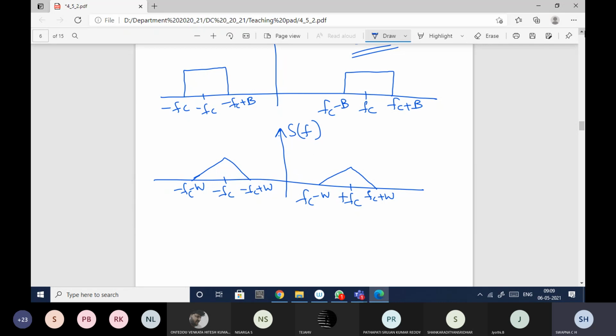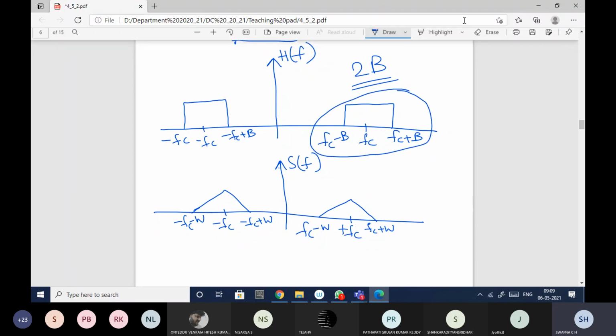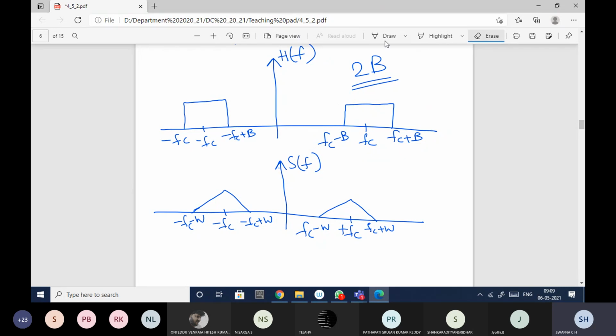So here, if you observe, H of f is a bandpass system, so it is again having the carrier frequency. Now my aim is that I should not have the carrier frequency. If I want to eliminate this carrier frequency, then what I need to do is shift it to the origin. How we are going to achieve that, we'll see now.